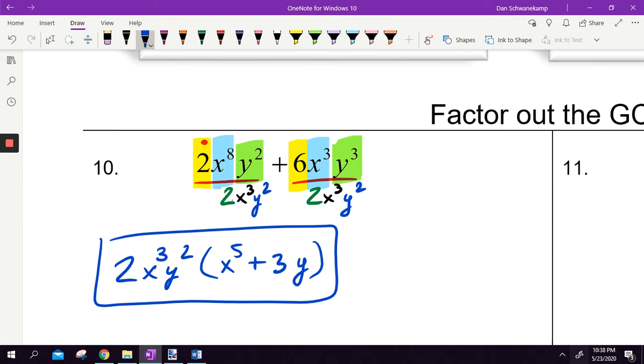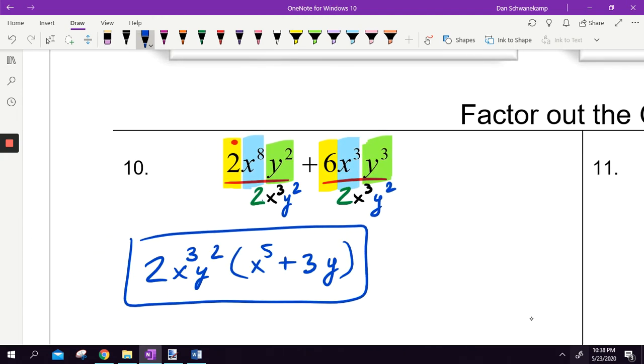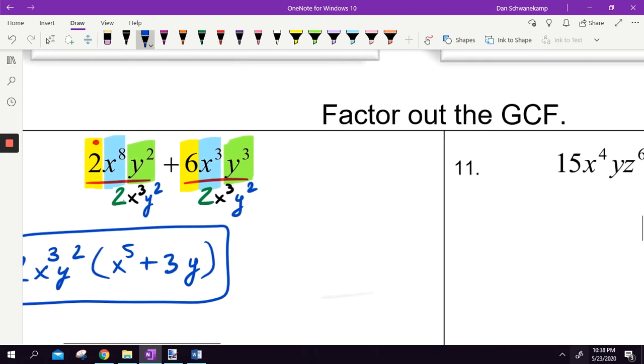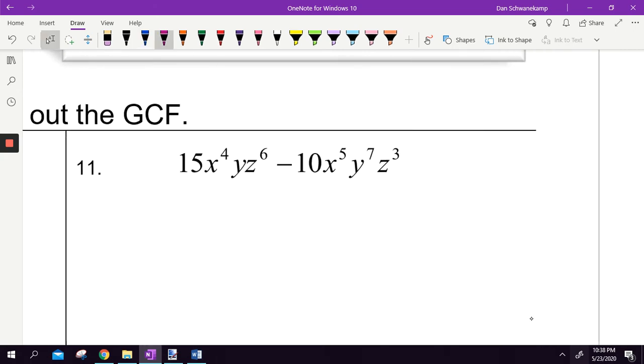Okay, so again, nothing crazy. We looked to see what they had in common and then divided it out, and that's what's left over inside of parentheses. Not any solving here. It's not equal to 0. We're just factoring out the GCF. So looking at the next one.